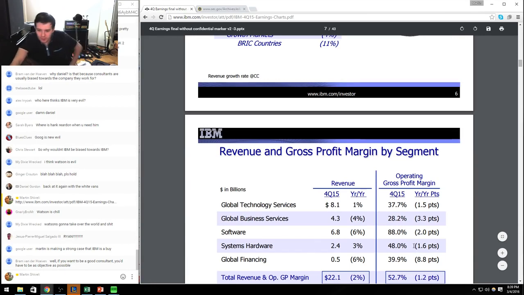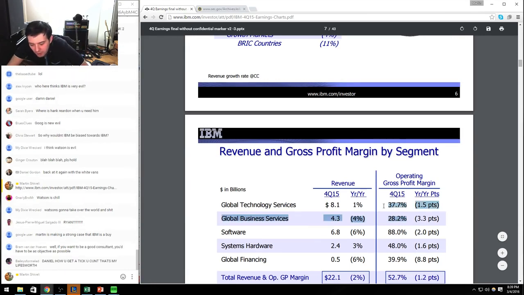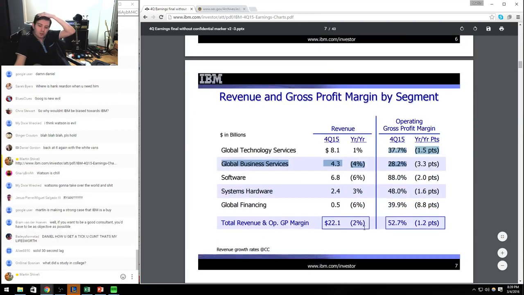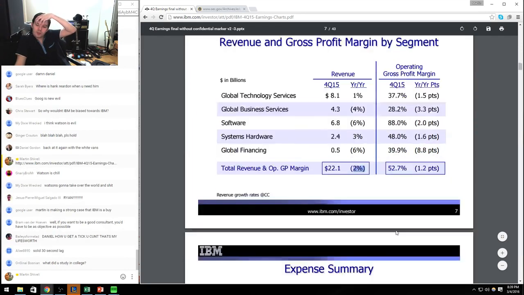See, the margins on the consulting are about 30 to 40%. The margins on the software are really high. But they're not declining too much. It's the currency that really obscures it. In fact, the software is declining the most, down 6%. That's currency adjusted, I'm guessing. It's down 2 instead of down 9.